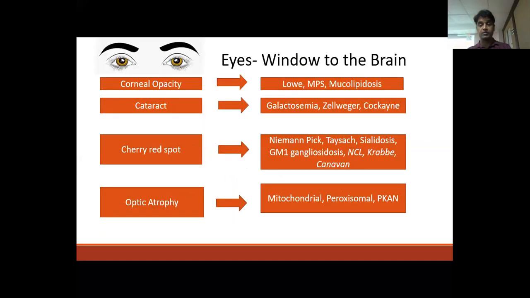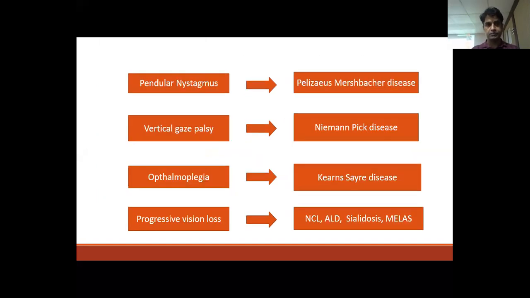Now, the eyes can again be a window to the brain. Corneal opacity can be seen in Lowe's, mucopolysaccharidosis, and mucolipidosis. Cataract is a feature of galactosemia, Zellweger's, and Cockayne syndrome. Cherry red spot is seen in Niemann-Pick, Tay-Sachs, sialidosis, GM1 gangliosidosis, NCL, Krabbe, and Canavan. And optic atrophy can give a clue to white matter degeneration, mitochondrial disorders, peroxisomal disorders. Now, pendular nystagmus is seen in Pelizaeus-Merzbacher syndrome and hypomyelination conditions. Vertical gaze palsy is seen in Niemann-Pick.